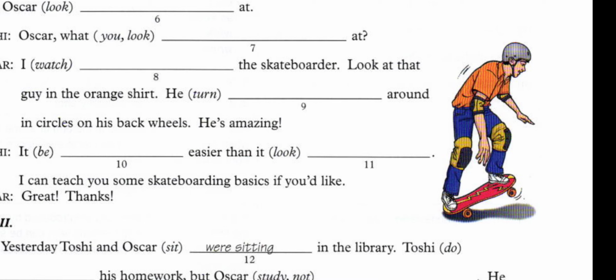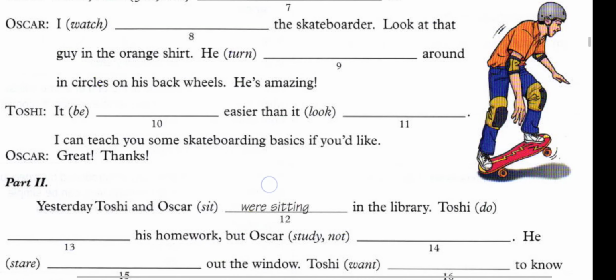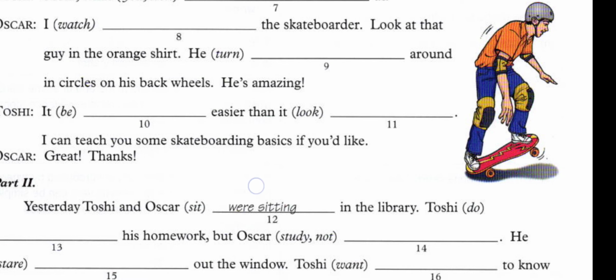Number 9, he turned around. So as you see in this picture, that guy in the orange shirt, he is turning around. So he is turning around at the moment of speaking, at the moment we are talking about him. He is turning around in circles on his back wheels. He is amazing.